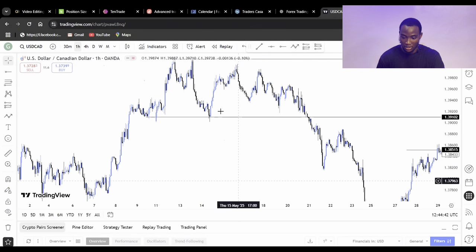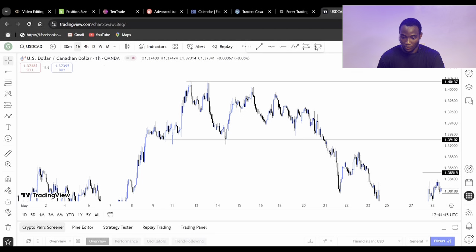So this is our first setup. This is a low.